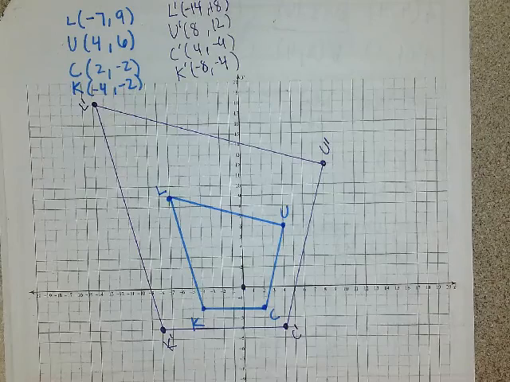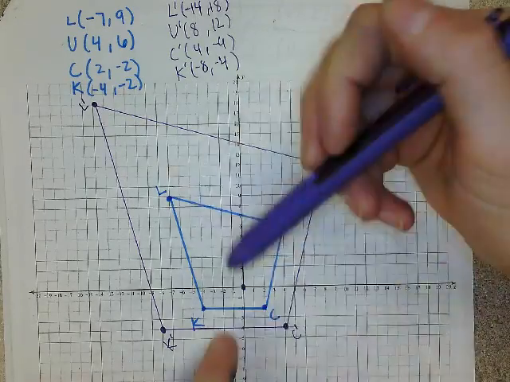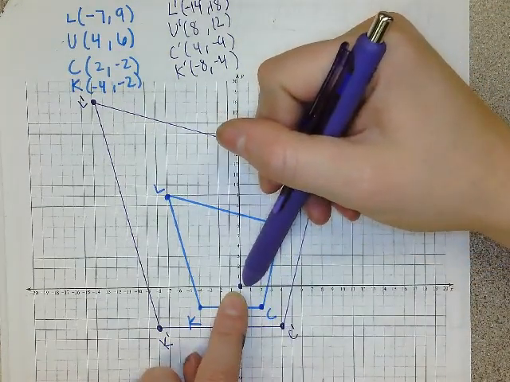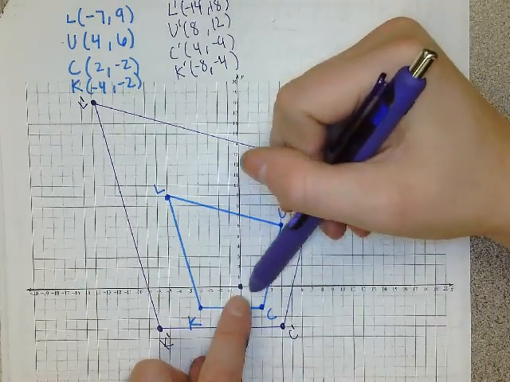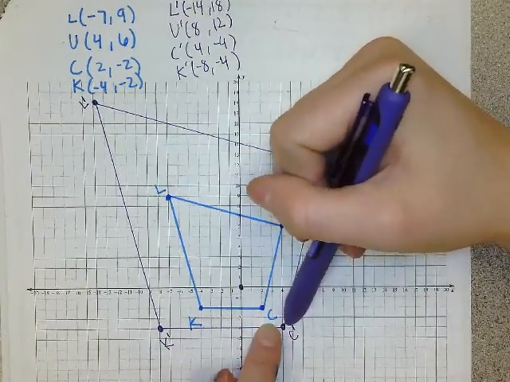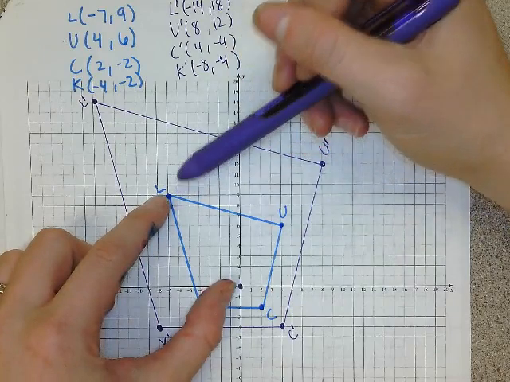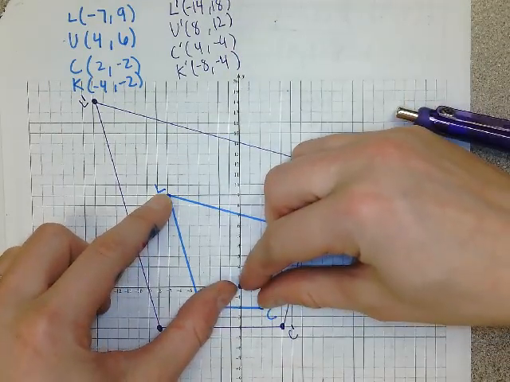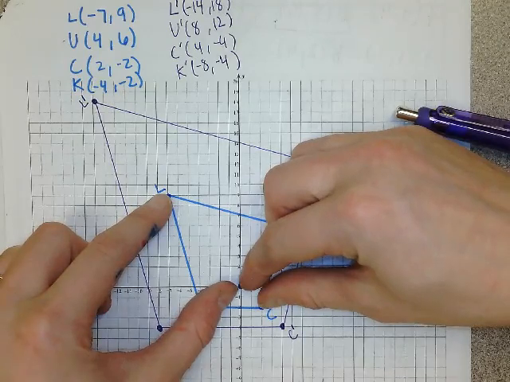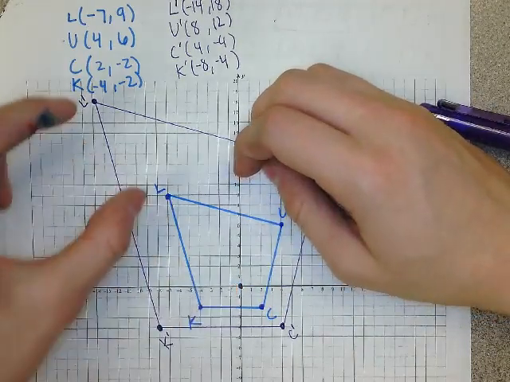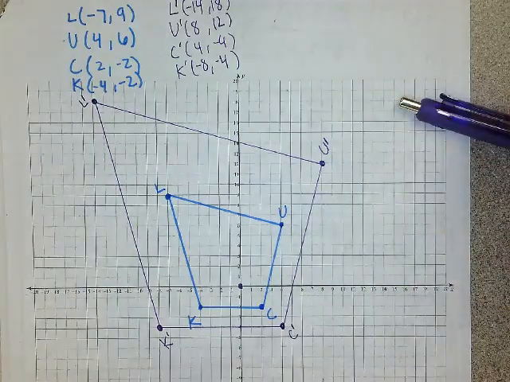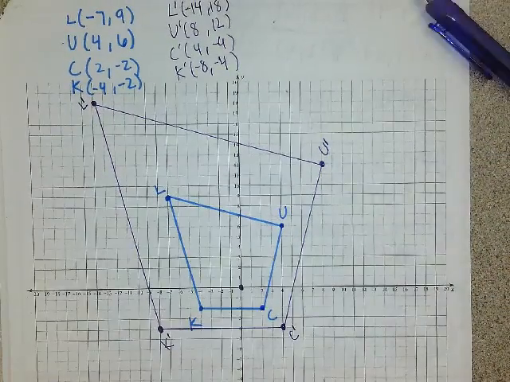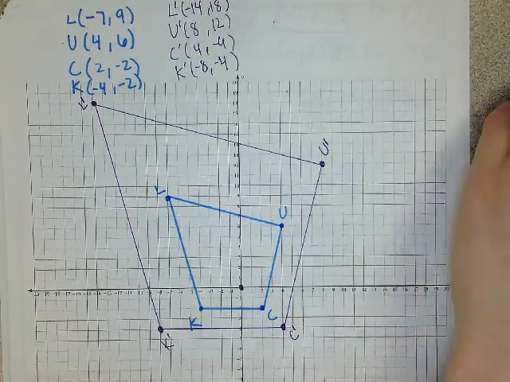One more time. Well, C is closer to our center of dilation, right? So if it's closer to our center of dilation, it's not going to go very far. But look how far away L is compared to C, right? L is much further from the center of dilation. So when we dilate it, it's even going to be further away. Okay? All right, so now let's do another shape.